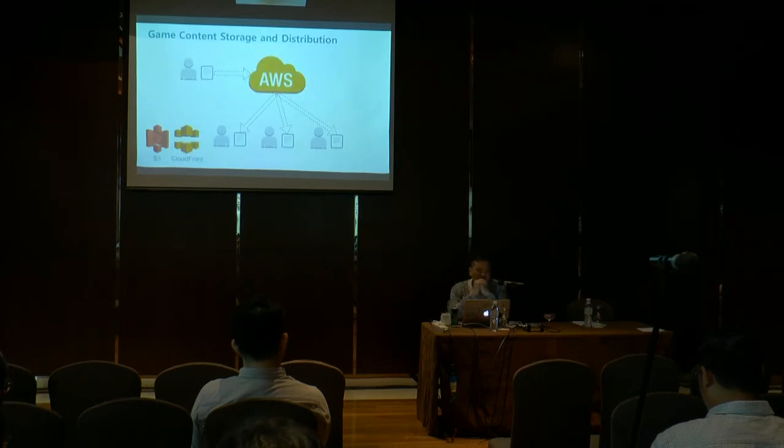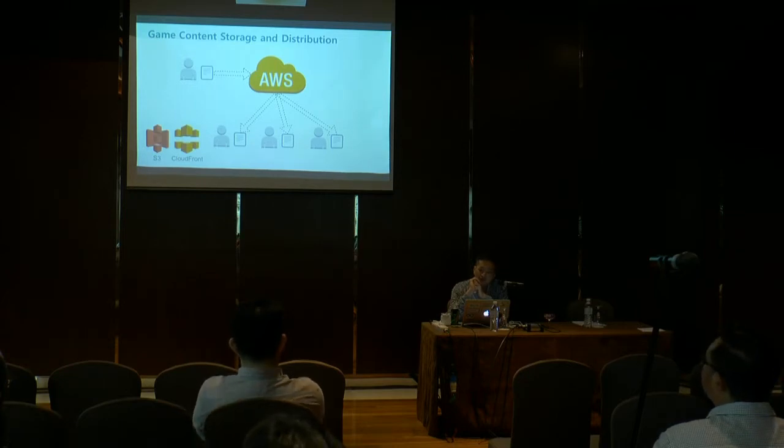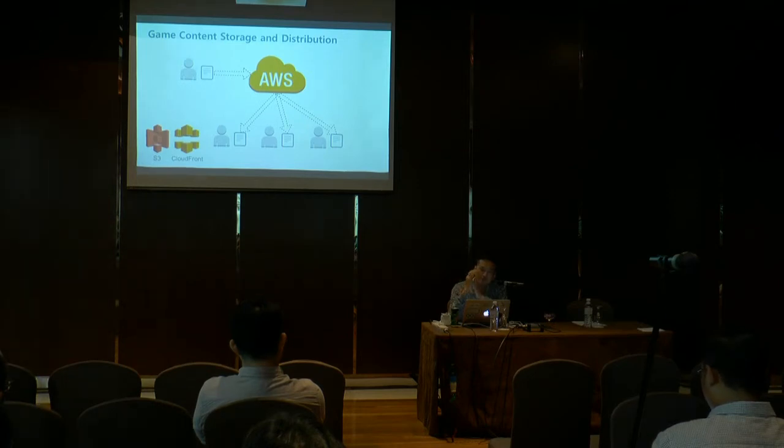Let's go over to the game content storage. We have S3, which is a cloud repository, and also we have a CDN service named CloudFront. I think the client should download the new version of the game client. And in this case, for DLC content deployment and distribution, you can use these cloud repositories and CDN, CloudFront.